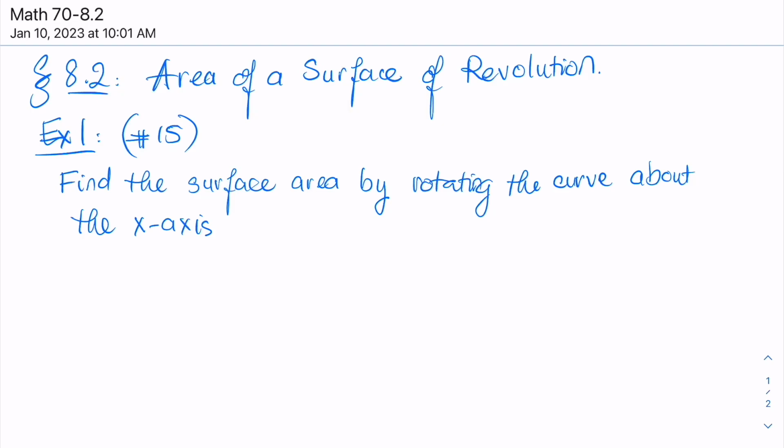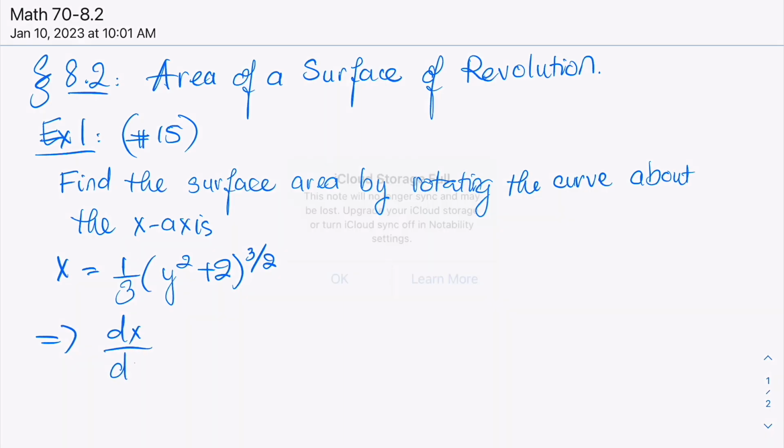We want to find the surface area for this curve, x equals 1/3 (y squared plus 2) to the 3/2. You can see that x is the function right here. Therefore, we're going to have to solve for dx over dy.